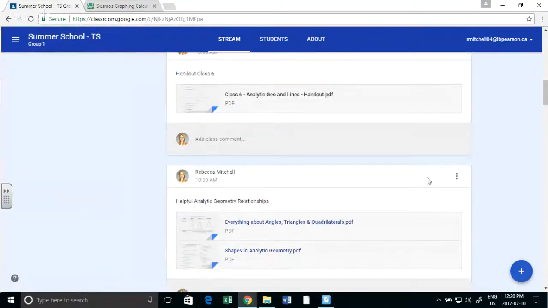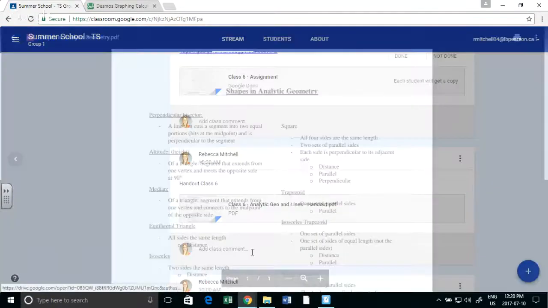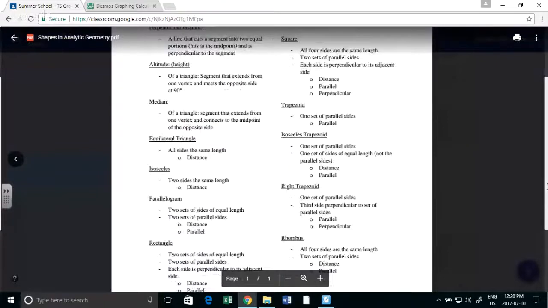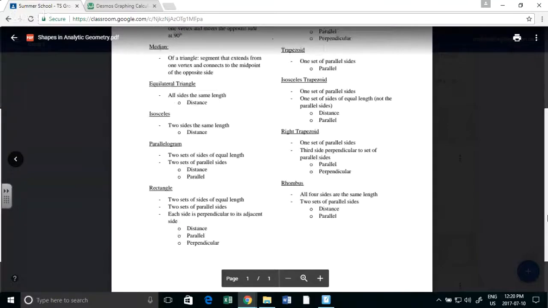There's this helpful paper I gave you. Basically, these are relationships to help you do analytic geometry questions. So if you're using an isosceles trapezoid, that means that you have parallel, which means you're using parallel slopes. And once isosceles means 2 sides are equal, you're using the distance formula. If you're talking about a rhombus, you have 2 sets of parallel sides, so you're using parallel for slope. You're using distance because all the sides are the same length.